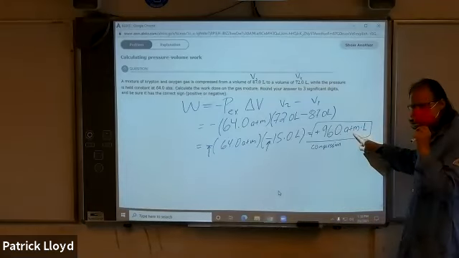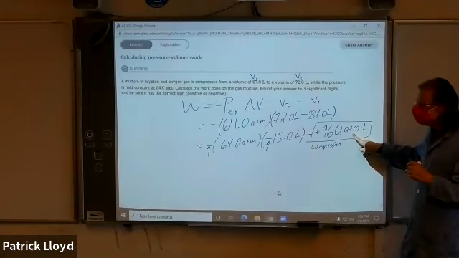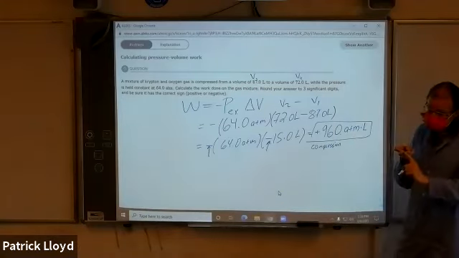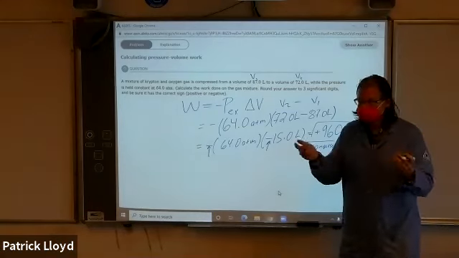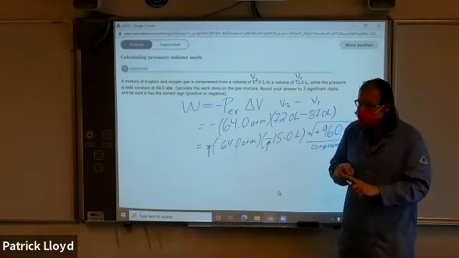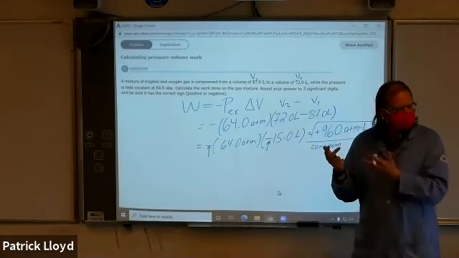These are strange units for energy. For energy, our units are typically joules or kilojoules. If you're doing food chemistry, you might say calories or kilocalories. There's some older units called hertz, but these are very strange units.